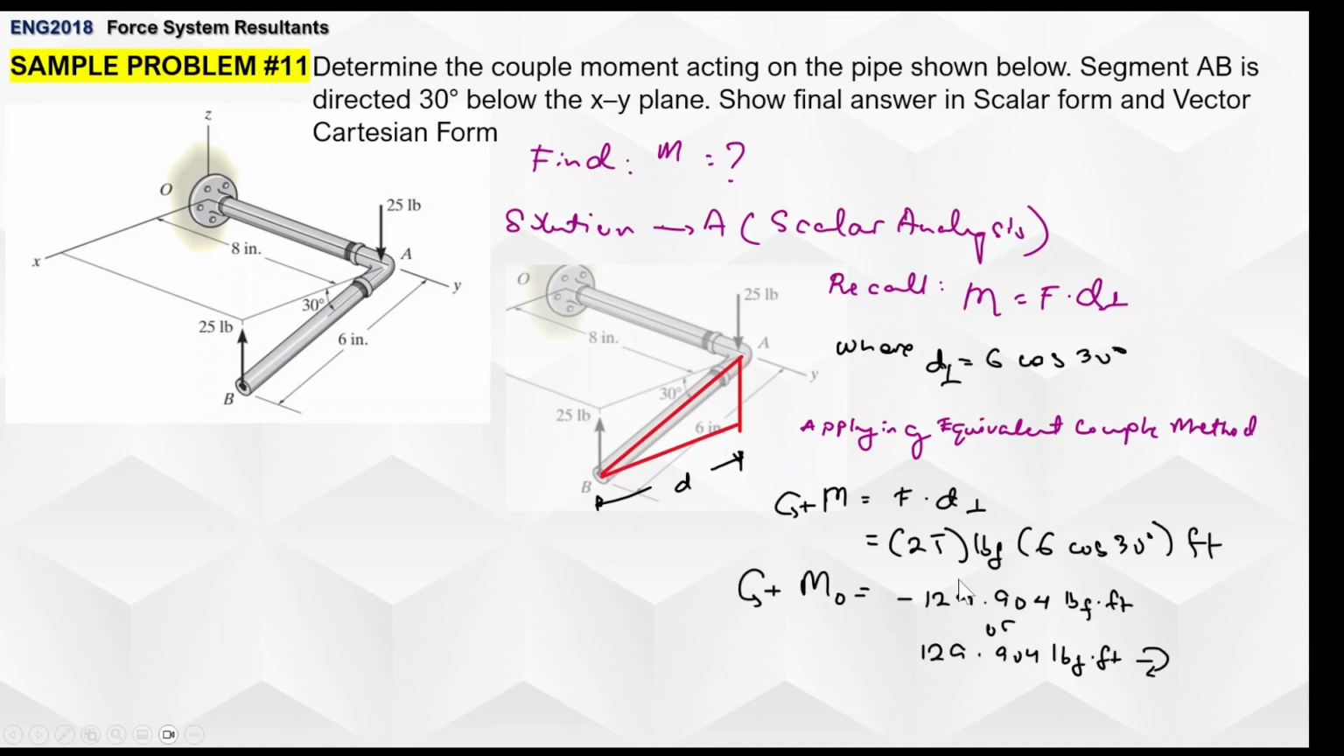There we go. I forgot the negative sign here. Sorry about that. So the answer will be negative 129.904 pound force feet, then the clockwise symbol. In this particular case, it's going to be negative 129.904 j hat pound force feet. Forget the hat then, since it's a Cartesian vector.